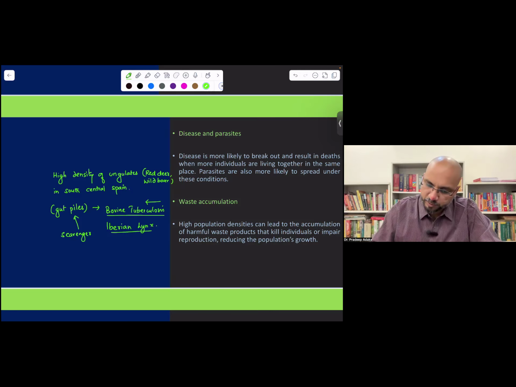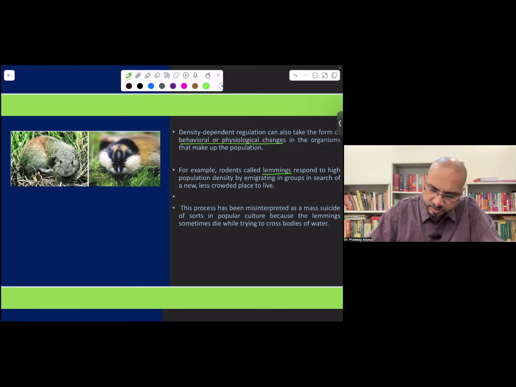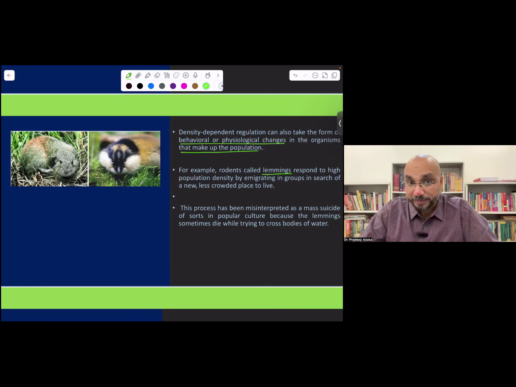Another density dependent population regulation is seen in the case of lemmings. Okay, so these are small rodents, lemmings. They are found in the temperate grasslands. In prairies you will find them, temperate grasslands. So density dependent regulation can also take the form of behavioral or psychological changes in the organisms that make up the population. So it may also bring behavioral or psychological changes.